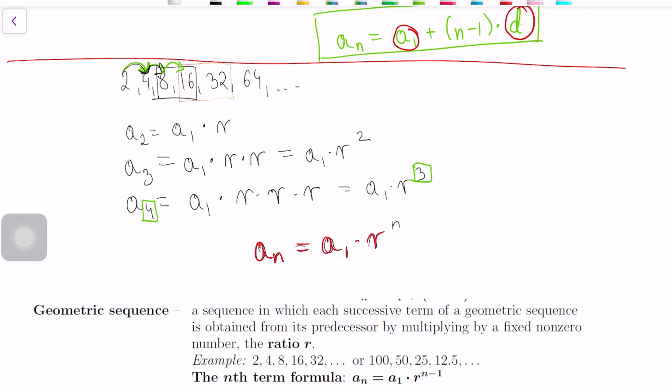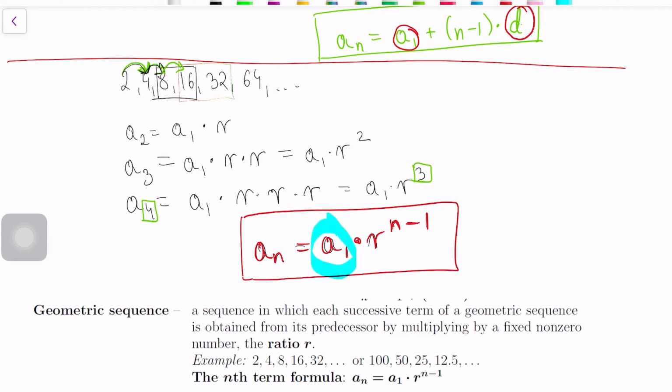Sorry, n minus 1, not n plus 1. I said n minus 1 and wrote n plus 1. So this is your formula for the geometric sequence. Again, all you need is to know what a1 is, and in this case, what the ratio is. n remains like your variable, like your index, okay?